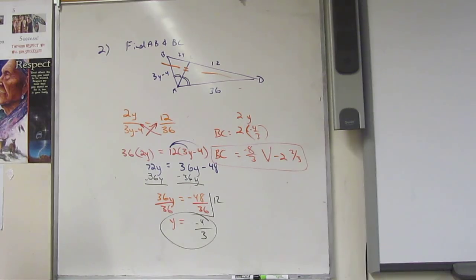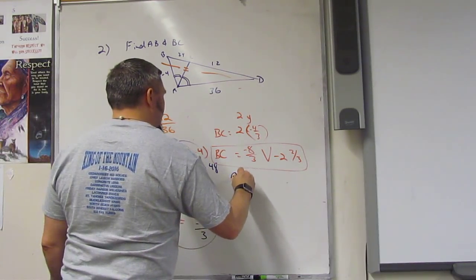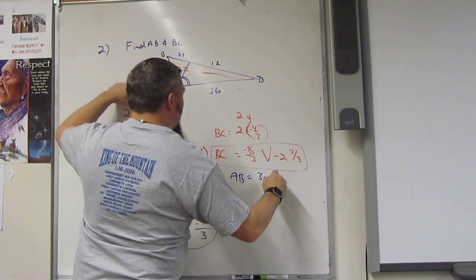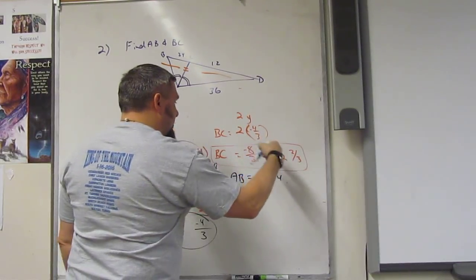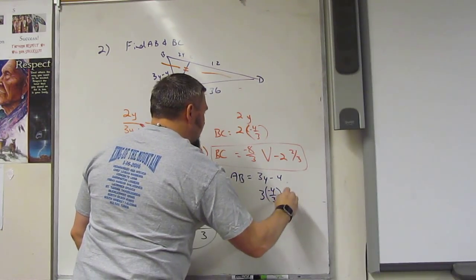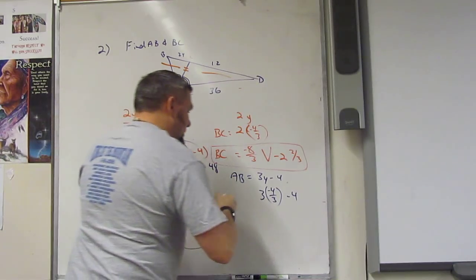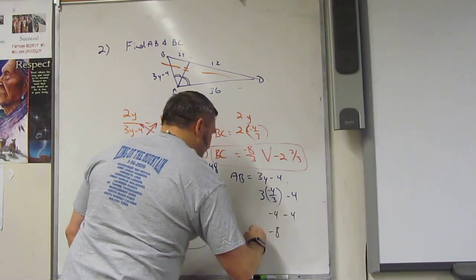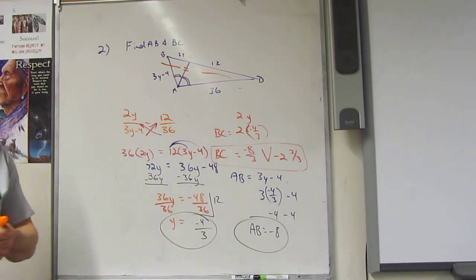And then we want to find AB, so we plug in those numbers. AB is equal to 3y minus 4, right? And so I've got 3y, in this case, 3 times negative 4/3, right? Minus 4. So now I've got minus 4, so I have minus 8 is AB. Okay?